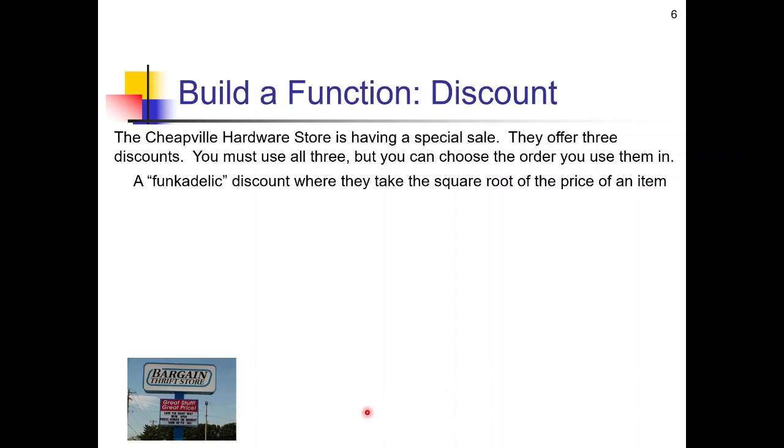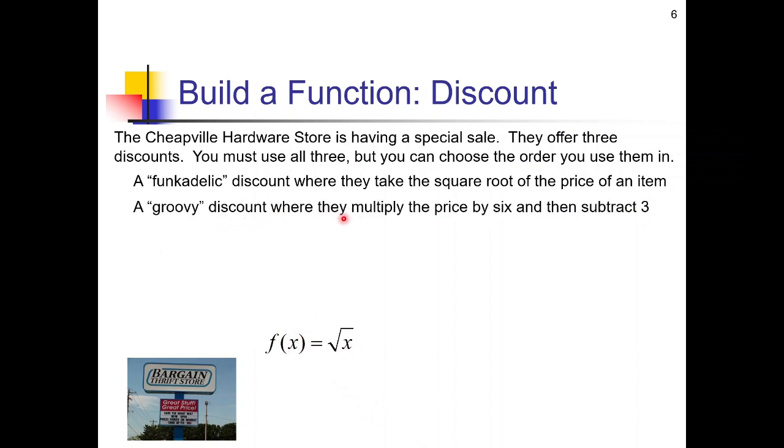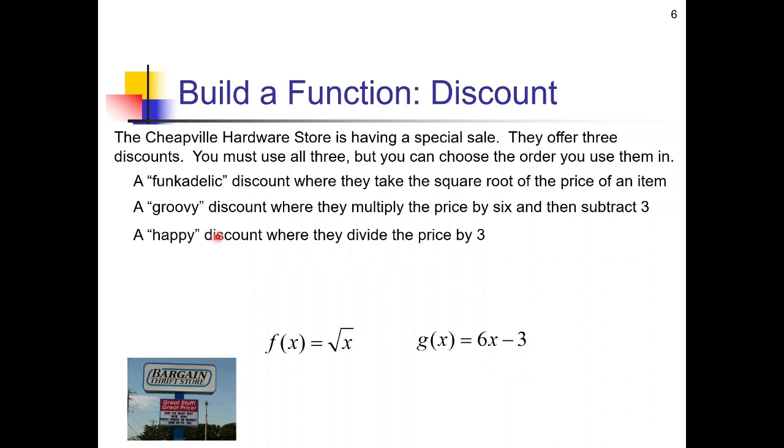So the first one is the Funkadelic discount, where you take the square root of the price of an item. So we have, for that one, f of x equals the square root of x, if x is the original price. Next, we have a Groovy discount, where we multiply the price by 6 and then subtract 3. So we could say g of x equals 6x minus 3. Doesn't really seem like much of a discount if you're multiplying by 6, but if you were dealing with a number that was less than 50 cents, subtracting that 3 would actually put you in a better off situation. So I guess it depends on the original price. And then finally we have a happy discount where we divide the price by 3. So h of x equals x over 3.